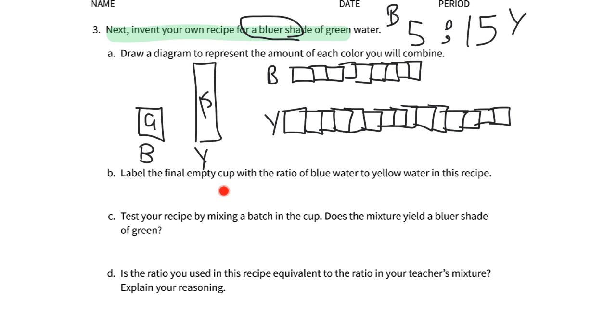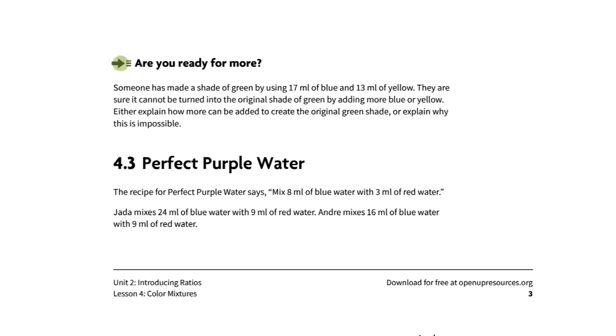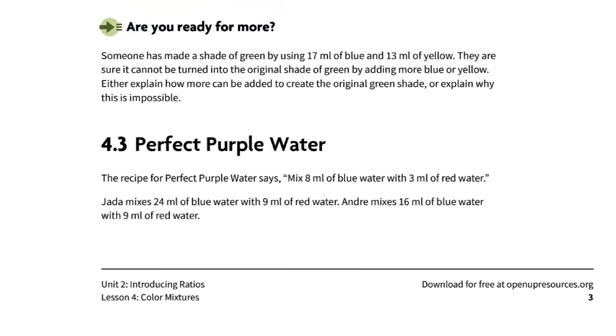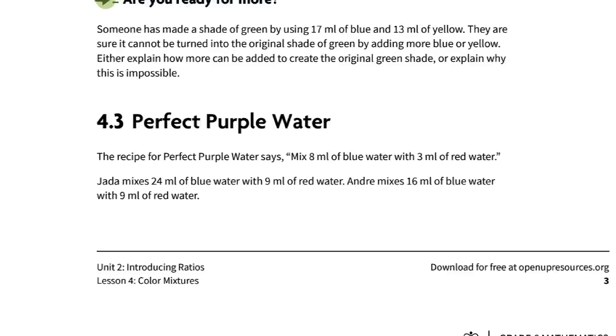So find the final cup. Label the final empty cup with a ratio of blue water to yellow. So we would actually test this out in the physical. Right now that we've modeled it, we're going to have 9 milliliters of blue, 15 milliliters of yellow. We're going to mix it. We're going to look at it, and sure enough, is it a bluer shade of green? And we're supposed to say, yeah, it is, because we did it right. All right, now we're going to skip that. Are you ready for more?